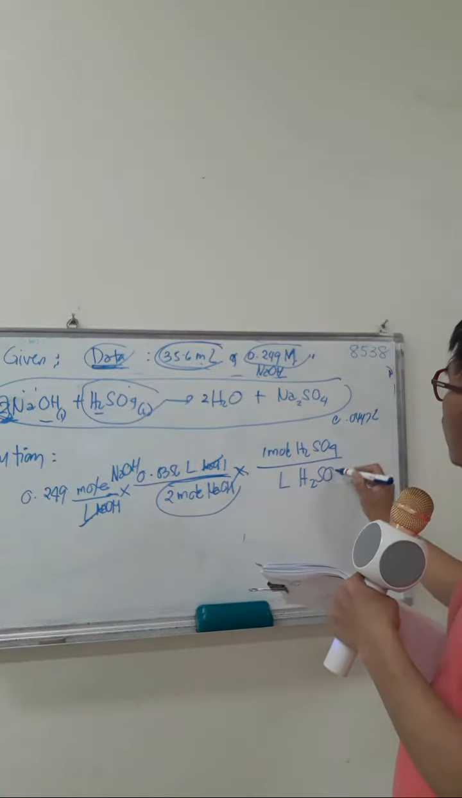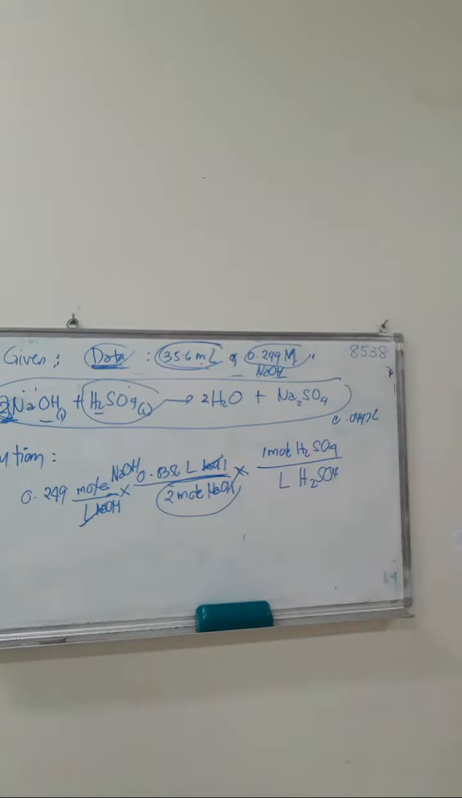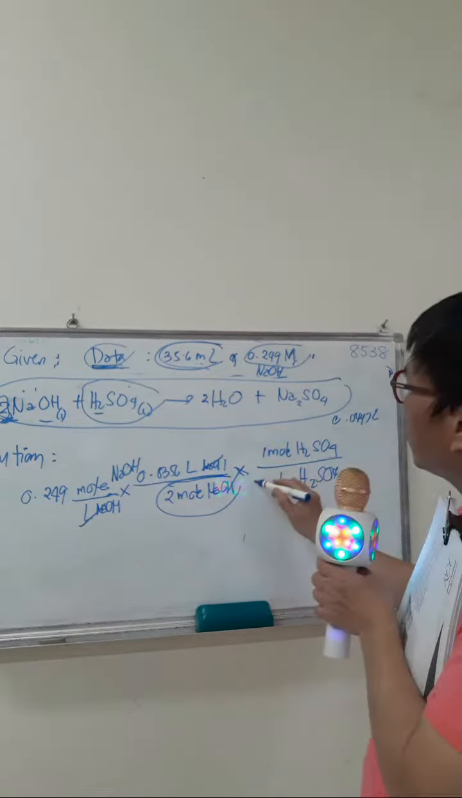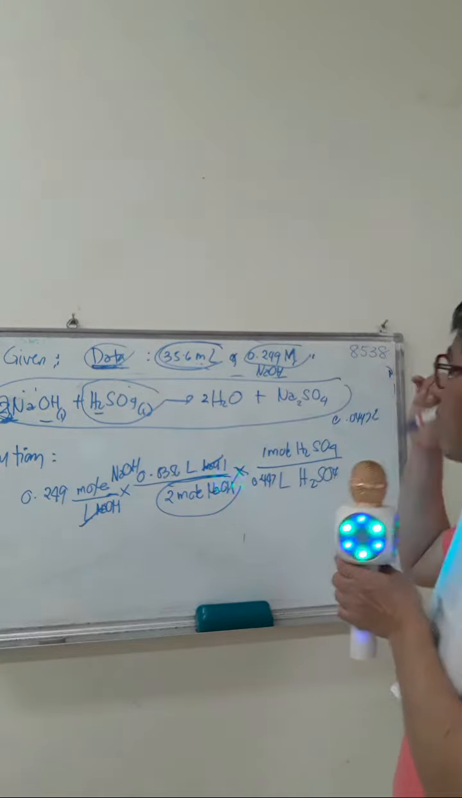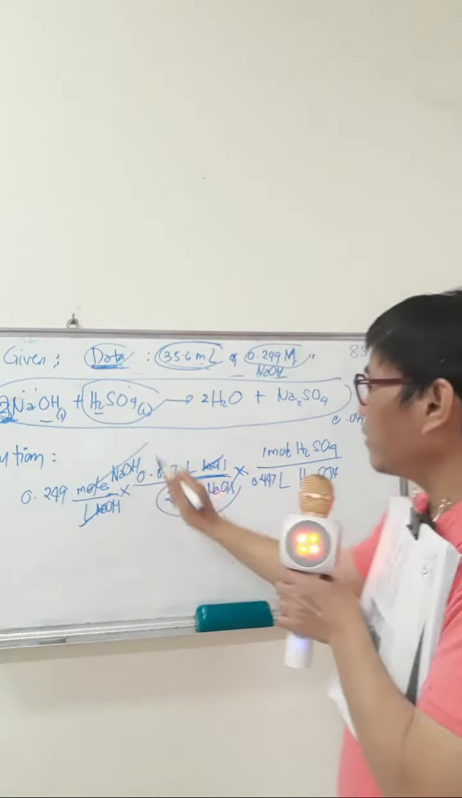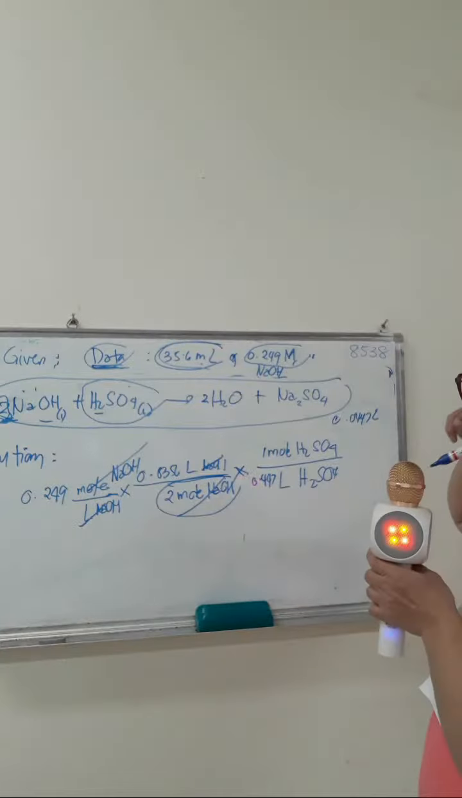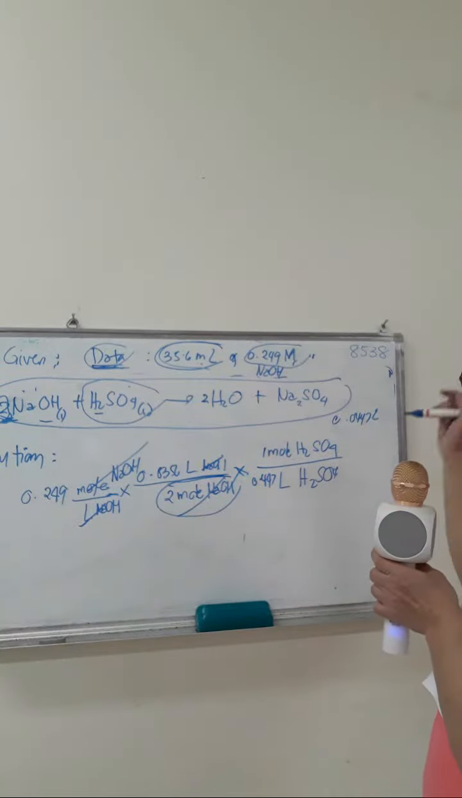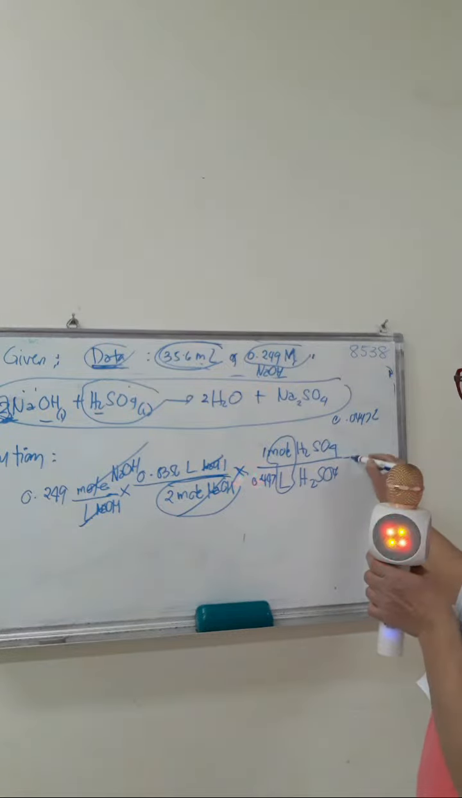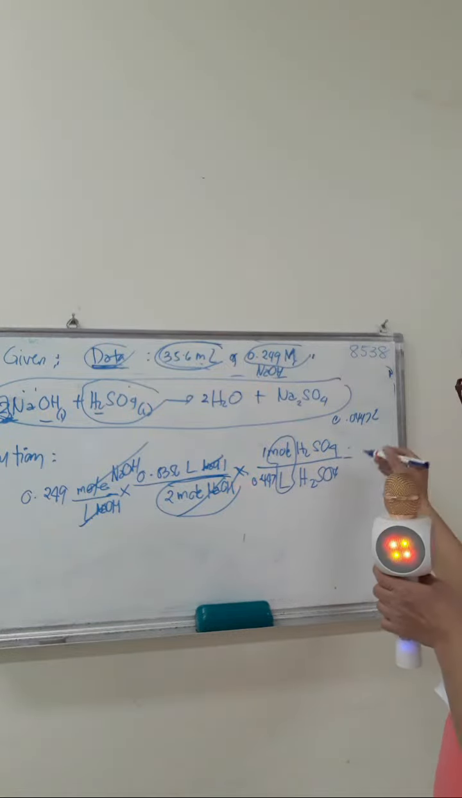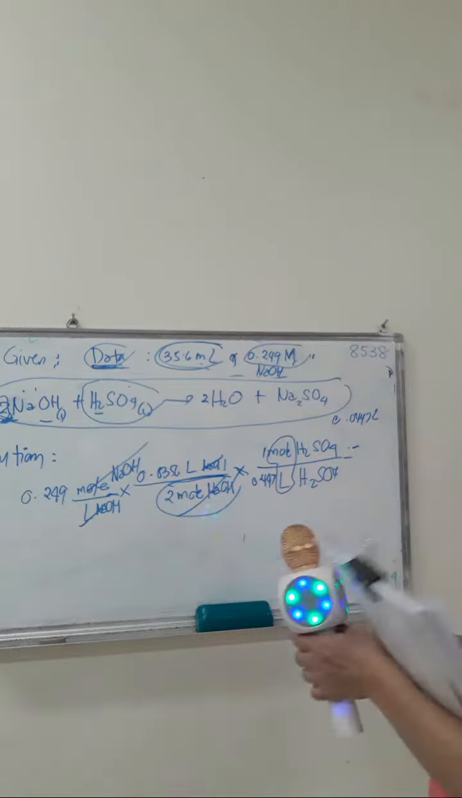So, how many liters of sulfuric acid do you have? It is 0.0447 liters. Cancel the mole of sodium hydroxide, like this. What we are left with is the moles per liter of sulfuric acid, which is what is required. Moles per liter will become the molarity.